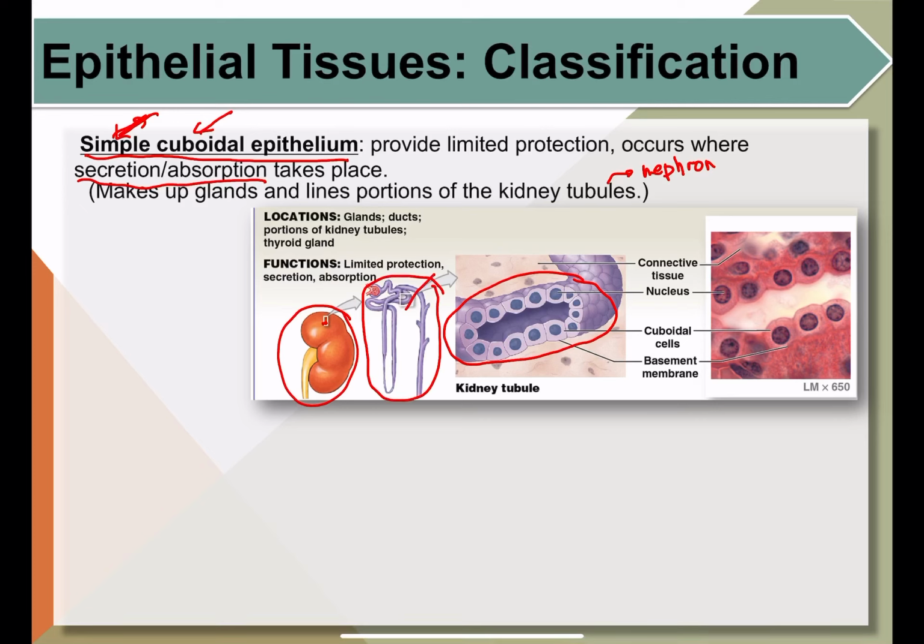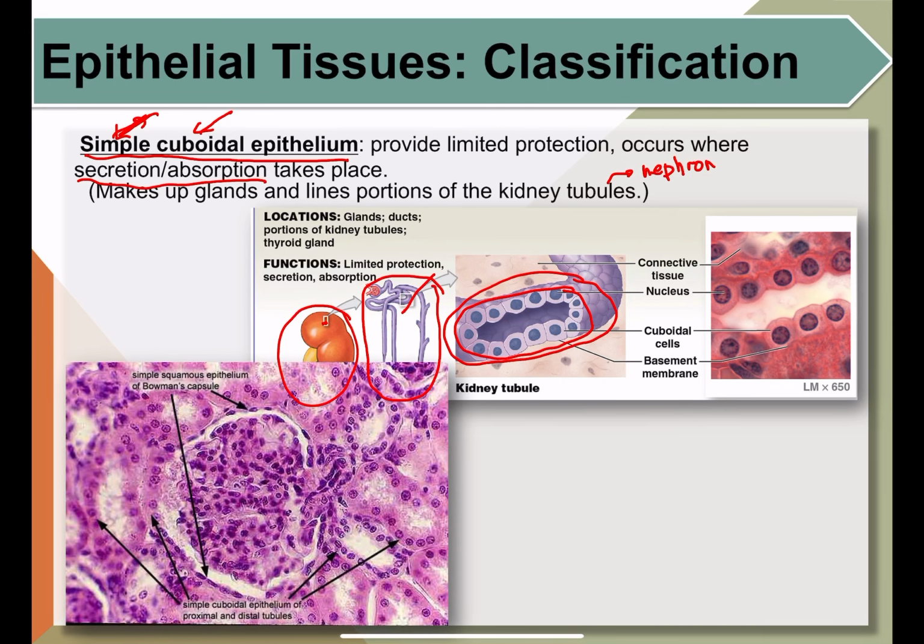And if we take a cross section of that particular kidney tubule, you will see that they are made up of that simple layer of simple cuboidal epithelium. Or the thyroid gland also has simple cuboidal epithelium. I'll show you that in a bit, in another slide.